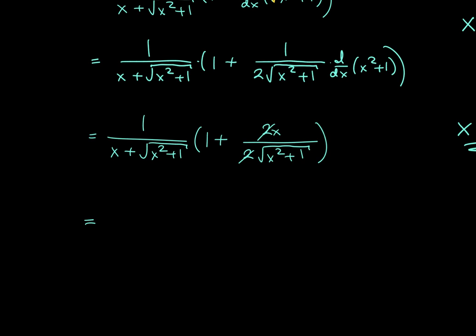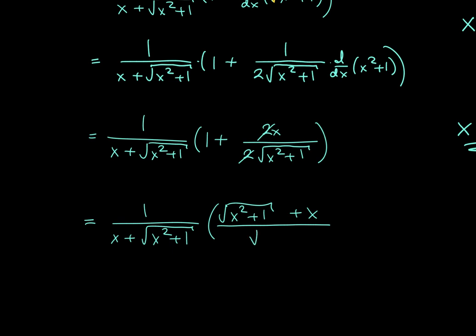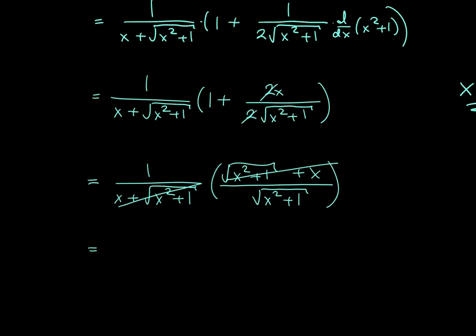And here's what we got. So I have 1 over x plus the square root of x squared plus 1. Over here I have the square root of x squared plus 1 plus x, all divided by the square root of x squared plus 1. That's after finding common denominators. And look at how stunning this is, you guys. Those guys cancel. And I have that the derivative of the inverse hyperbolic sine is the square root of x squared plus 1 over the square root of x squared plus 1.